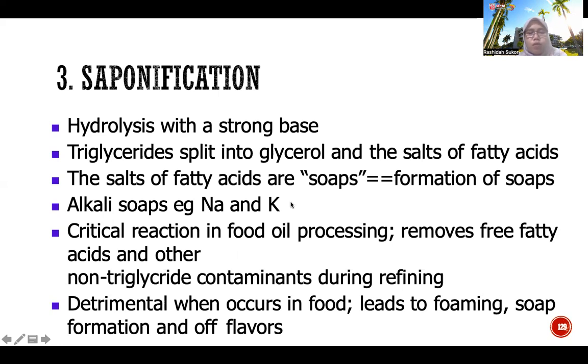Okay, it is a critical reaction in food oil processing to remove free fatty acid and other non-TG contaminants during refining. Dalam refining pun kita ada buat saponification. Okay, it is detrimental when it occurs in food, which leads to foaming, because we don't want foaming to happen in our oil product, in our lipid product. Okay, seldom it happens, but that's why they panggil soap, because it forms foam like when you use soap, right? That's why we call it soap formation. Okay, so it leads to foaming and soap formation, and it will lead to off flavor.